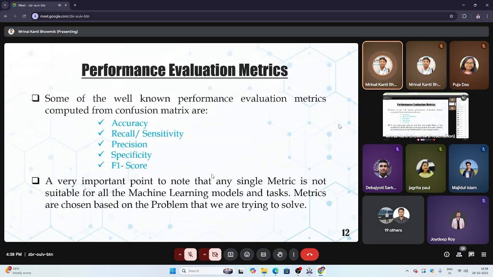So basically, there are five major performance evaluation metrics: accuracy, recall, precision, specificity, and F1 score. A very important point to note is that no single metric is suitable for all machine learning models and tasks. Metrics are chosen based on the problem that we are trying to solve.